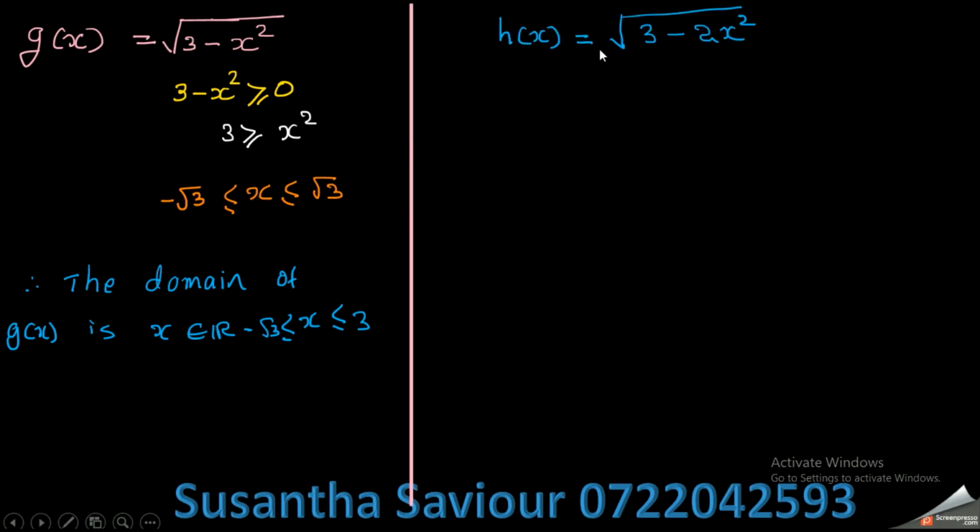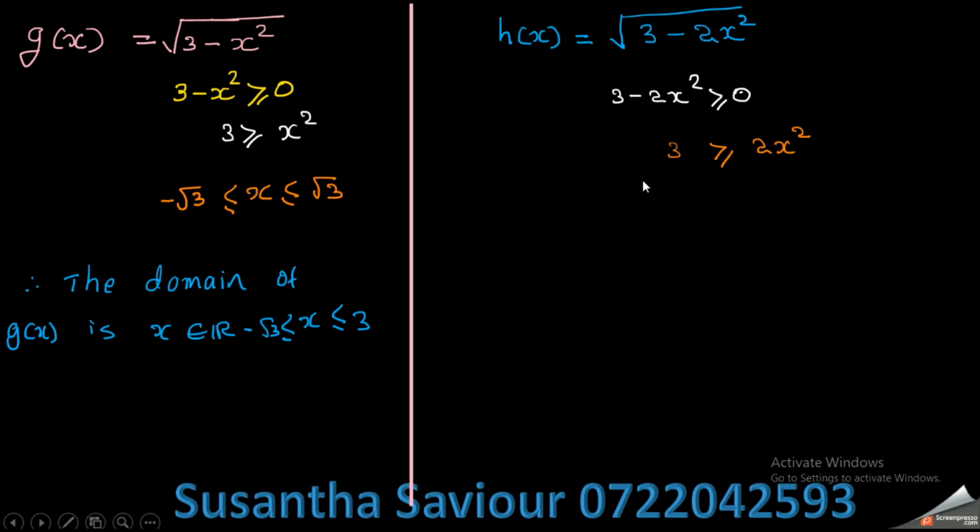Here h(x) is the square root of 3 minus 2x squared. Now look at this. Again, inside the square root has to be positive. That is, 3 minus 2x squared should be greater than or equal to 0. Now we can see 3 is greater than or equal to 2x squared. Now this 2 is a positive quantity. Therefore, we can divide either side of the inequality by 2, because since it is positive, we can divide without affecting the inequality.